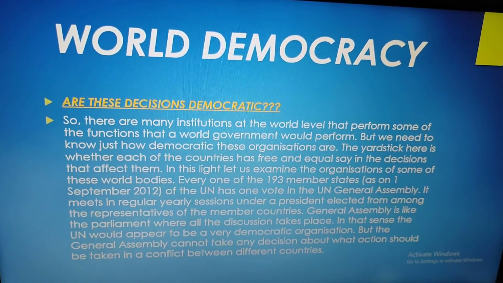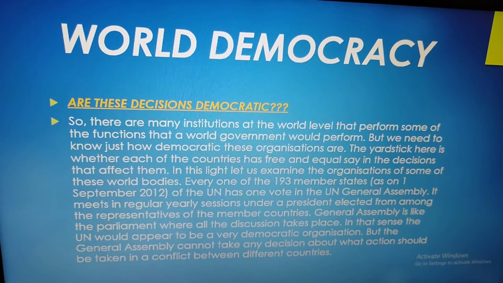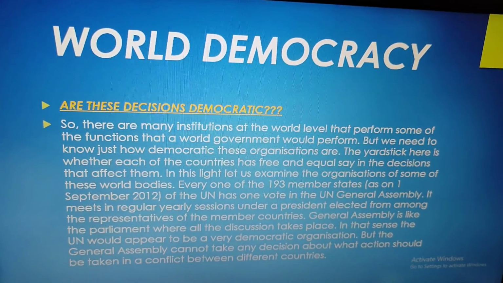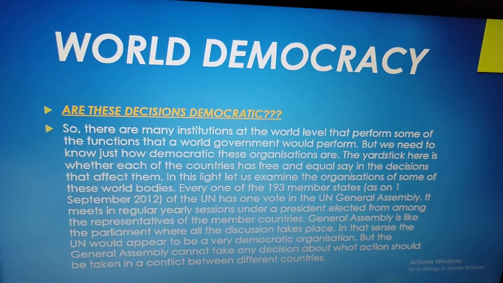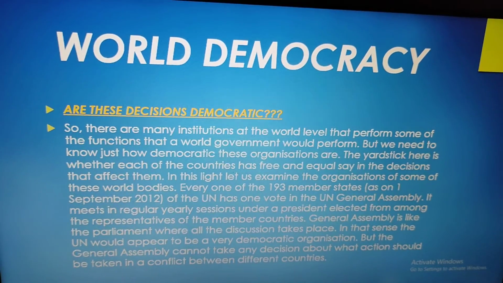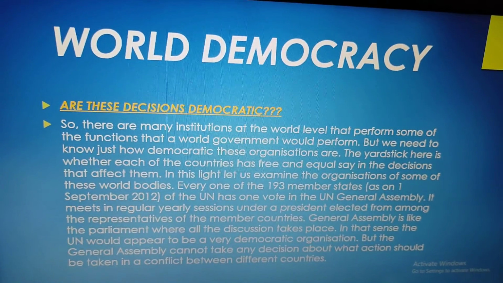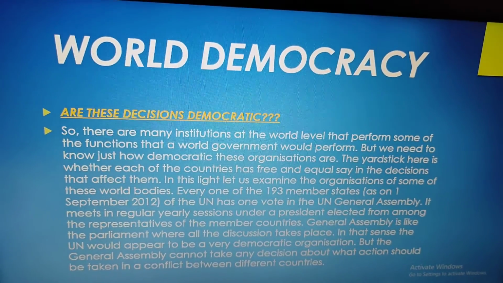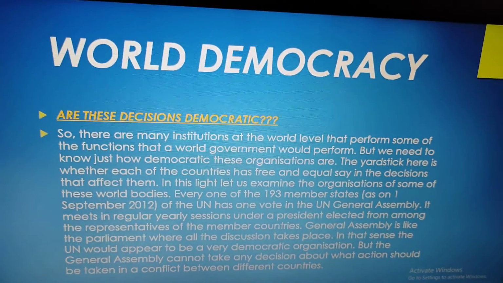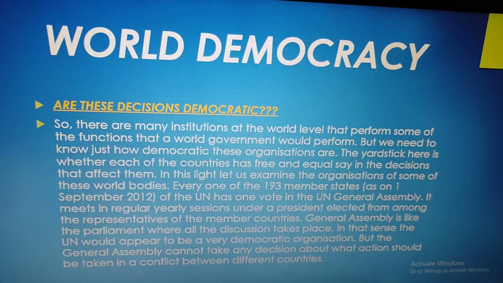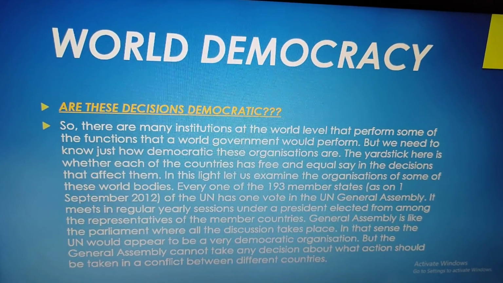Hello everyone. We had started a debate on a new term, world democracy, right? And if there exists world democracy, what does it mean and which world democratic government governs it? So we'll be discussing world democracy in detail.